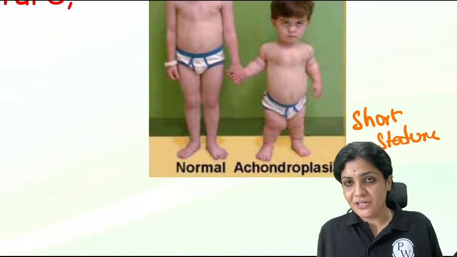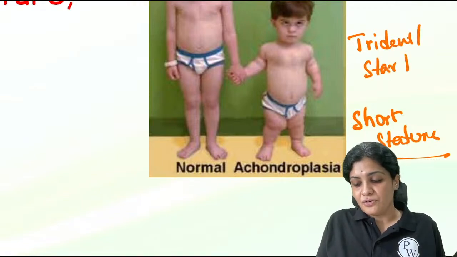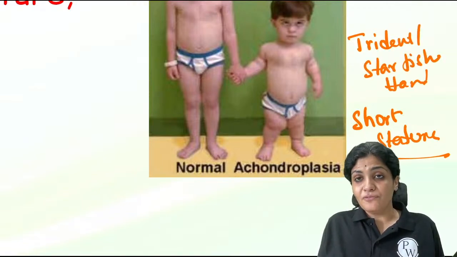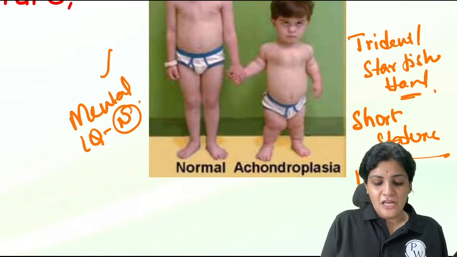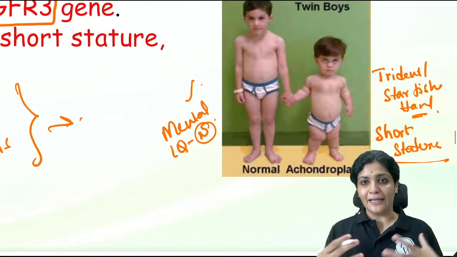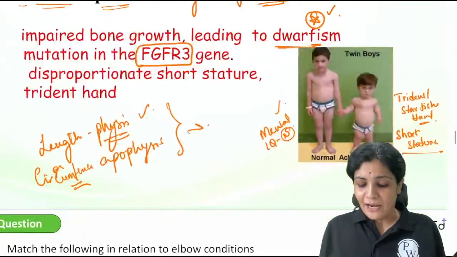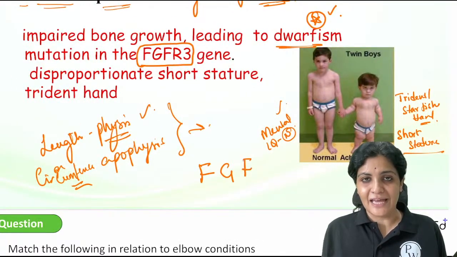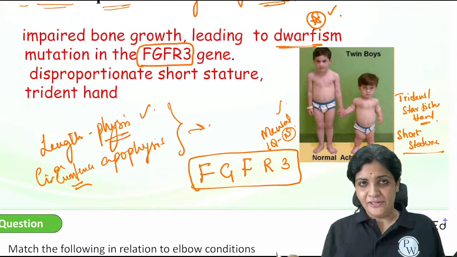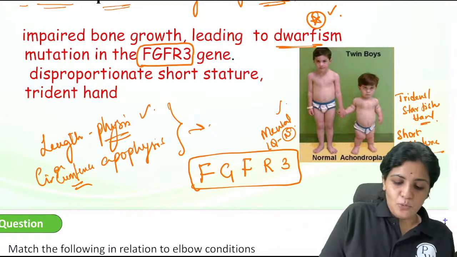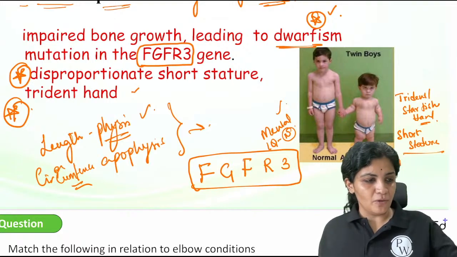One more interesting feature is they present with the trident or starfish hand. What you have to remember is the IQ is normal in these kids. The only problem is with the attainment of the length of the upper limbs and lower limbs. They don't attain the length required for them. There is a mutation in the FGFR3 gene, and the two important things are the short stature and the trident hand. Is that clear for achondroplasia?